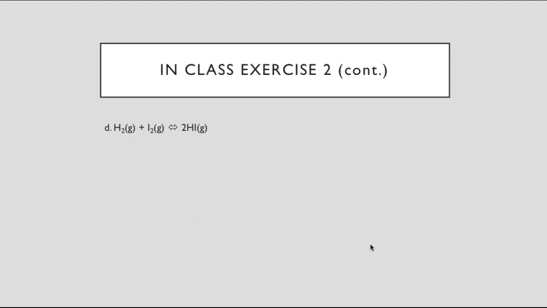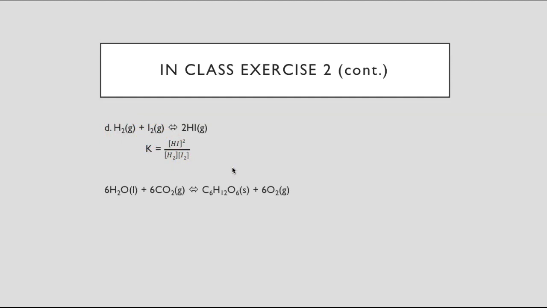All right, so there's 2 more in-class exercises, and I would urge you to pause the video and do them yourself and then check the answers. So when you do this first one, it's again products over reactants, so it's the concentration of HI raised to the 2nd power because the coefficient of HI is 2, divided by the concentration of H2 times the concentration of I2.